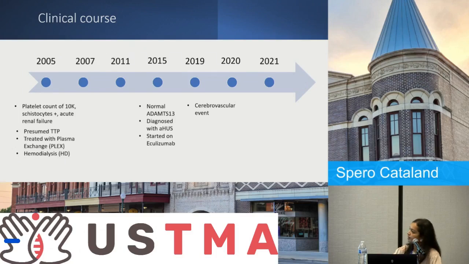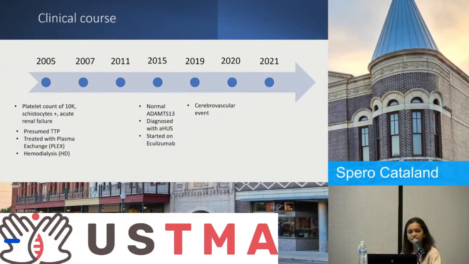Initially, back in 2005, when she was seen at a different hospital, ADAMTS13 was never sent, so we don't really know what her ADAMTS13 looked like. But given the significant anemia, thrombocytopenia, and kidney injury, it was presumed that this was TTP, and she was treated with plasmapheresis and steroids. She responded to this treatment, so it seemed like this fit. She would go home in a couple of days, and she would be off hemodialysis within a matter of a few weeks. Then this happened again in 2007, treated the same way.